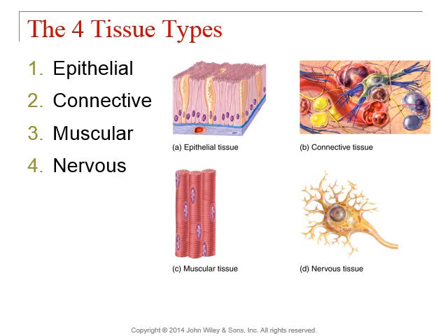Muscular, most of you should be very familiar with. There's 3 types of muscle tissue we'll talk about: cardiac, smooth, and skeletal. And finally, nervous tissue, which we'll do a very brief overview here in this particular chapter. We'll go more in depth in the second half of the semester.